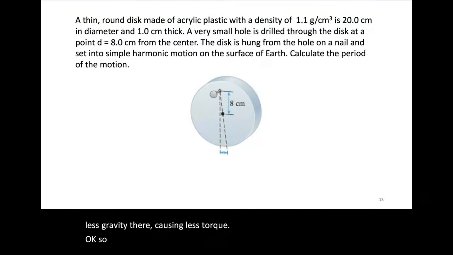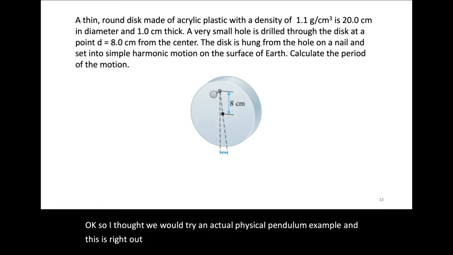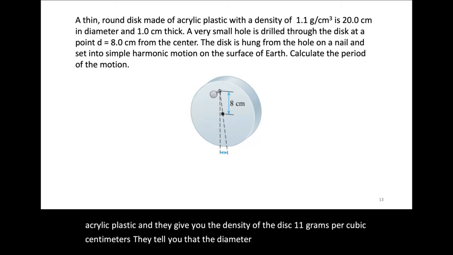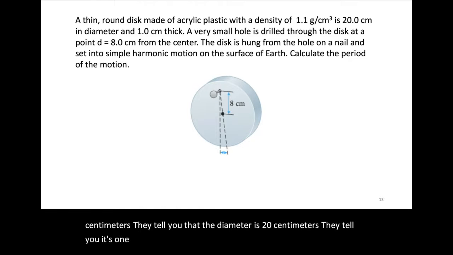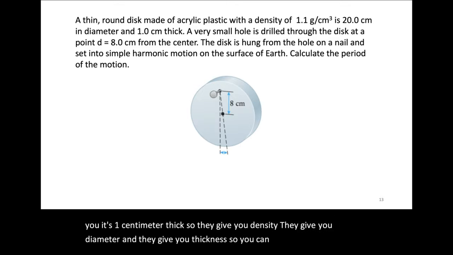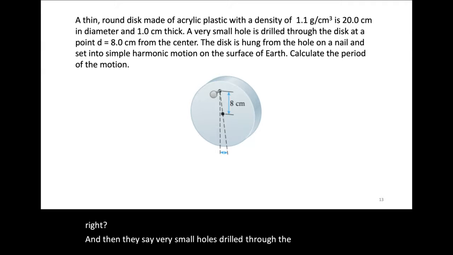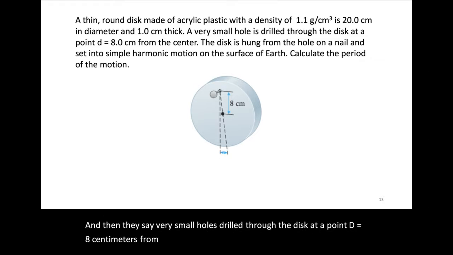So I thought we would try an actual physical pendulum example, and this is right out of the textbook. We have a thin round disc made of acrylic plastic, and they give you the density of the disc, 1.1 grams per cubic centimeter. They tell you the diameter is 20 centimeters and that it's 1 centimeter thick. So they give you density, diameter, and thickness, so you can use all that to find mass. Then they say a very small hole is drilled through the disc at a point d equals 8 centimeters from the center. That's going to be our h right there.